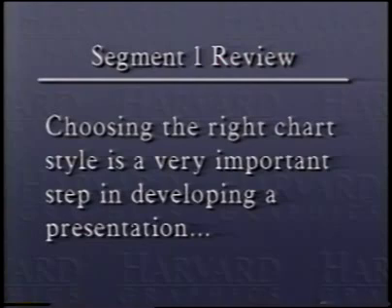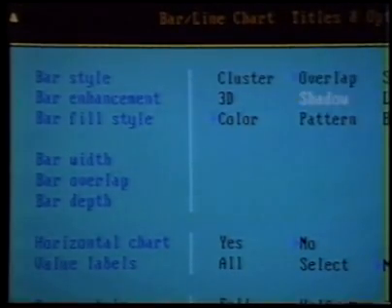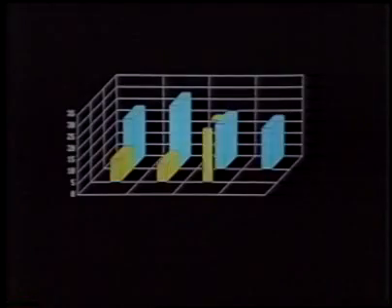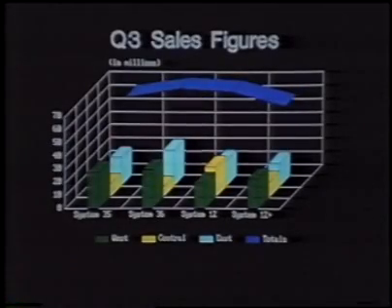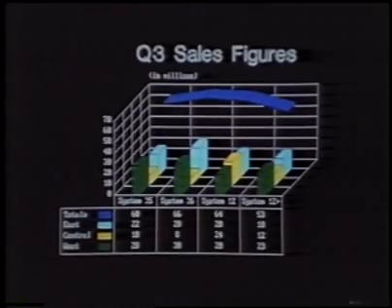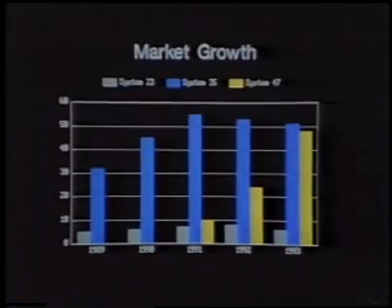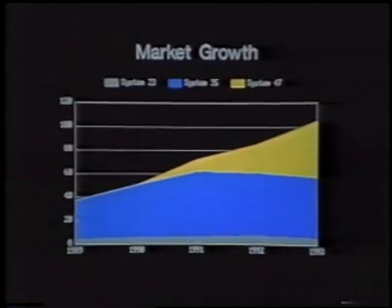Let's leave Ken and Sue for a moment and review what we've learned so far. Choosing the right chart style to fit your data is a very important step in developing a presentation. Using the F8 option pages, Harvard Graphics allows you to easily change between two-dimensional and three-dimensional charts. Vary the width and depth of the 3D bars. Mix display options like lines and bars at the same time. Or create data tables. We saw that moving your data between chart types, between bar charts and area charts, for example, is easy with Harvard Graphics.